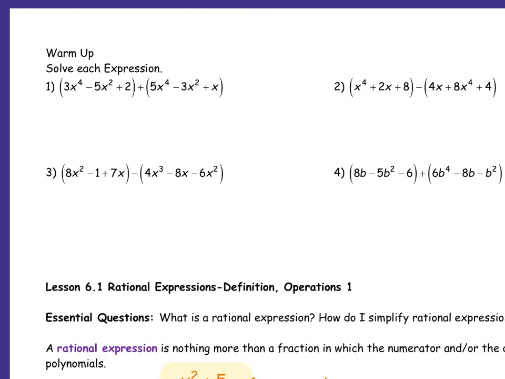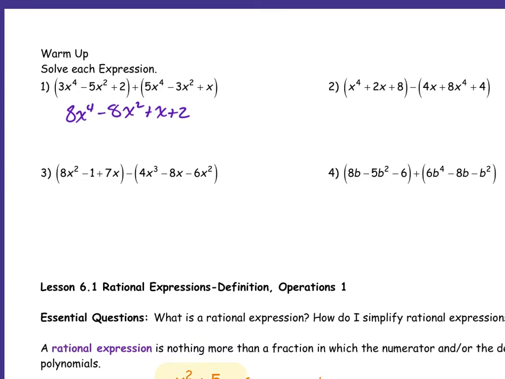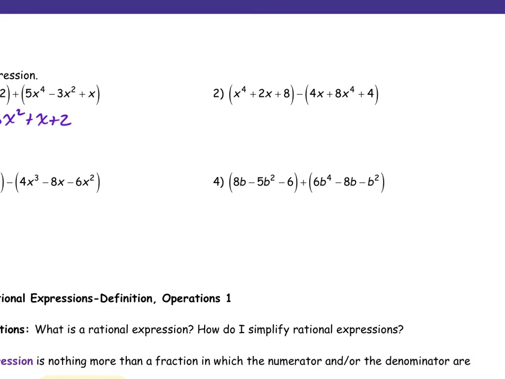The warm-up is just adding and subtracting like terms, basically adding and subtracting polynomials. So we should get 8x to the 4th minus 8x squared plus x plus 2 for the first one. The second one is a minus, so I should get negative 7x to the 4th minus 2x plus 4.